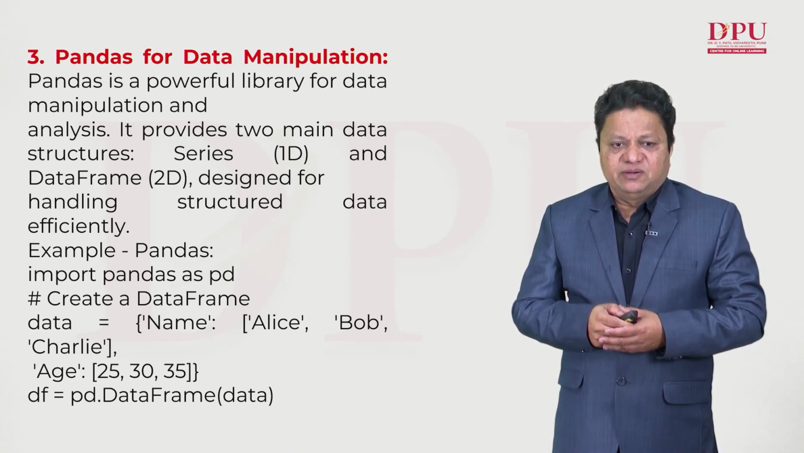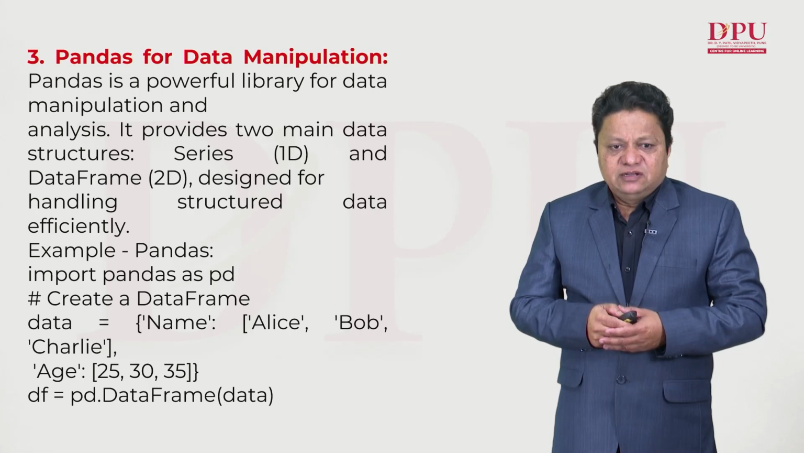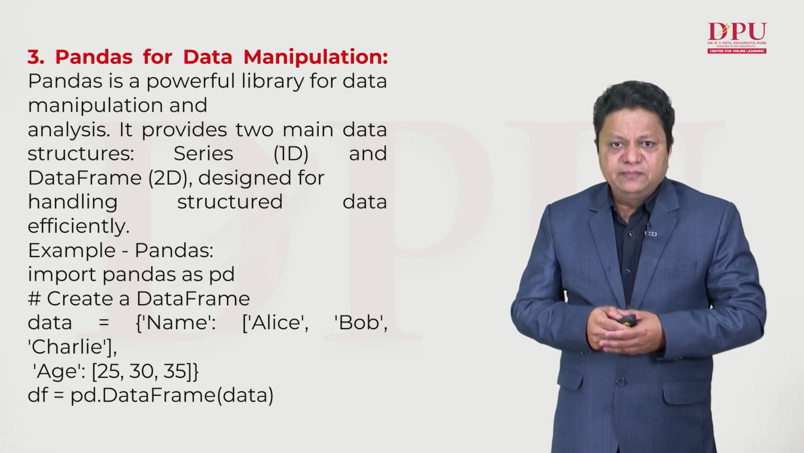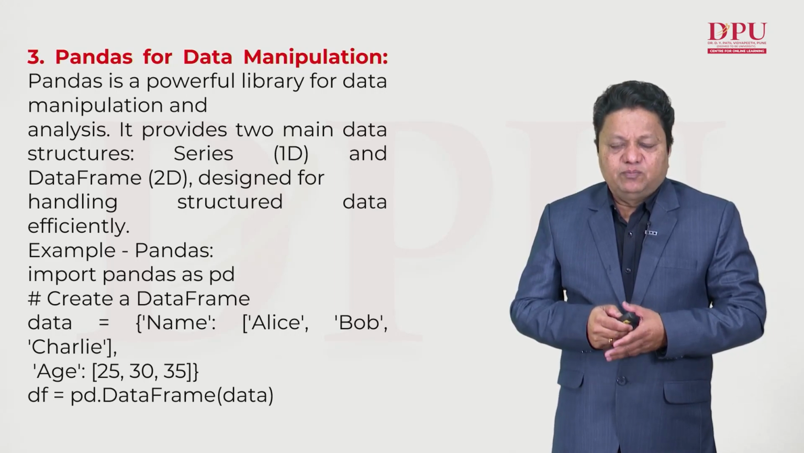Let us see with the example. First, we need to import pandas as pd. After that, here I am creating a data frame. For example, data is equal to, in the curly bracket, name: I am giving names as Alice, Bob and Charlie. After that, I am defining the age as 25, 30 and 35.